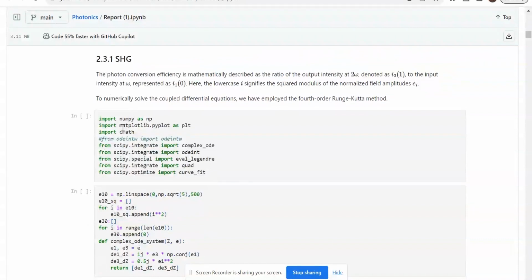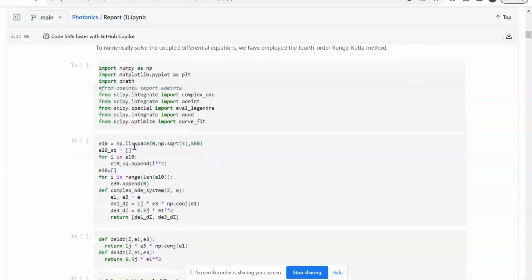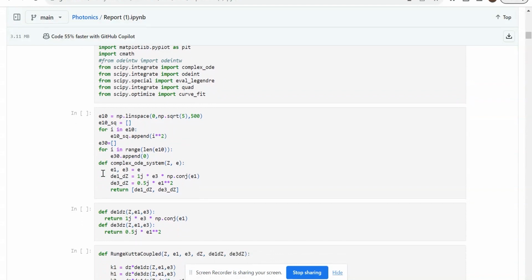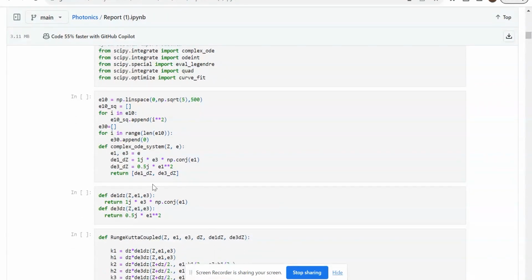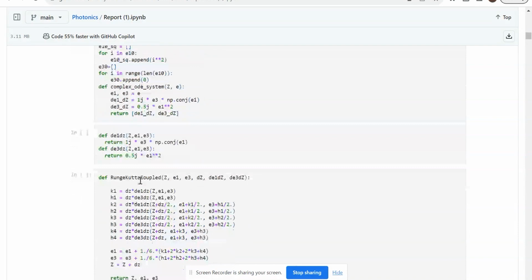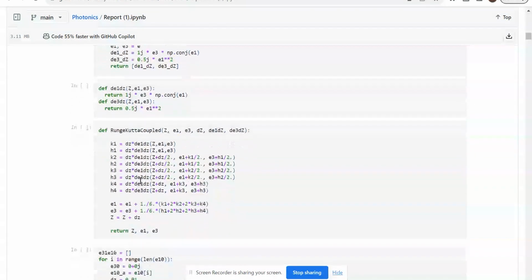We start off by importing the necessary libraries. The array E1 of 0 represents the input electric field amplitudes. The array E3 of 0 represents the output field. We define the complex ordinary differential equations, and the function Runge-Kutta coupled performs one step of the Runge-Kutta method for the coupled ordinary differential equations. It takes in parameters and returns the updated values after the iteration.